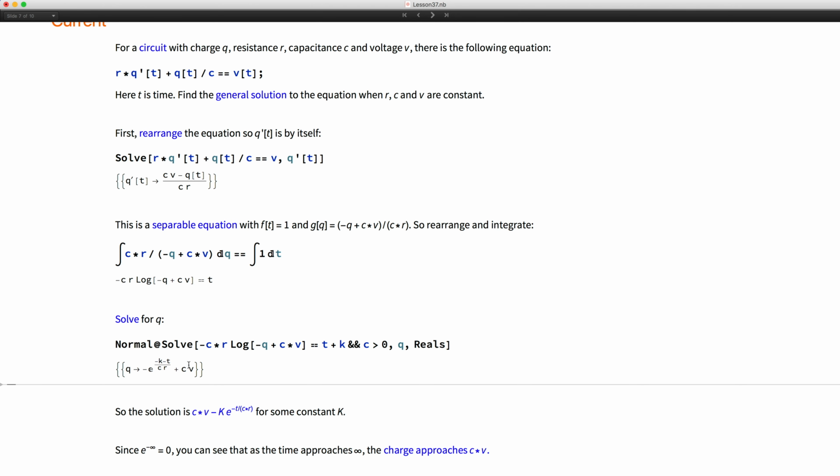So the solution is C times V minus e raised to that expression over there. But if you think about this, it's really e raised to minus k over c times e raised to minus t over r. That's just k times e raised to minus t over c times r. And one final point, that as the time approaches infinity, as more and more time goes by, the value of e to the minus infinity is 0, so this term drops out, and the final solution is that the charge approaches c times v as t approaches infinity.